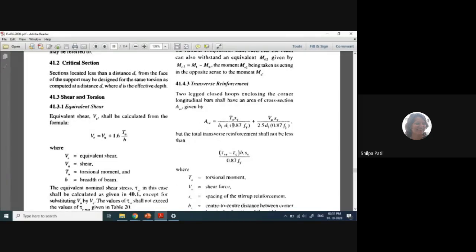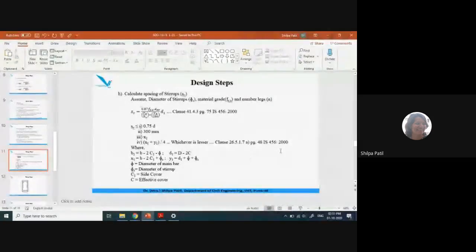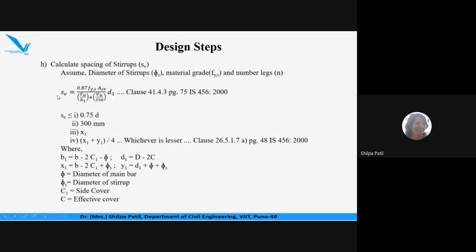You can solve and simplify this particular equation on paper. When you rewrite the same equation by considering SV on the left hand side of the equation, we will get this expression. By making use of this expression, we can find out the spacing between the stirrups. Now, if you remember, there are two criteria to decide the spacing between the stirrups: the spacing should be less than 0.75 D or 300 mm, whichever is less.